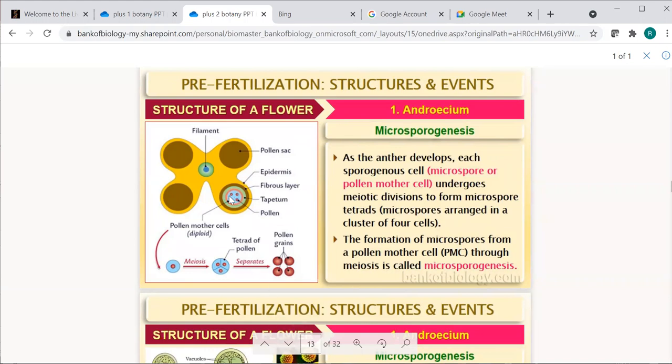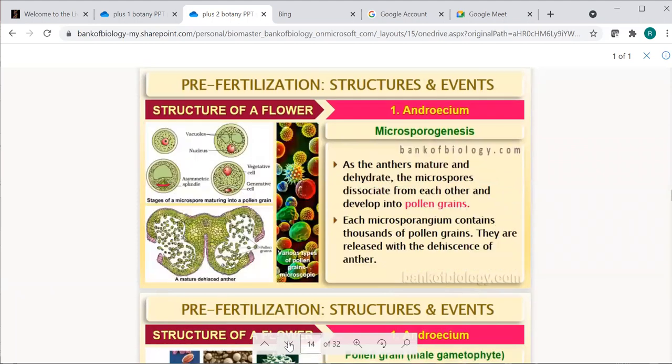So inside, the mother cells are diploid, 2n. So mother cells which are diploid, through meiosis, form microspore tetrads. The mother cells form microspore tetrads through meiosis. Okay, what happens after this?